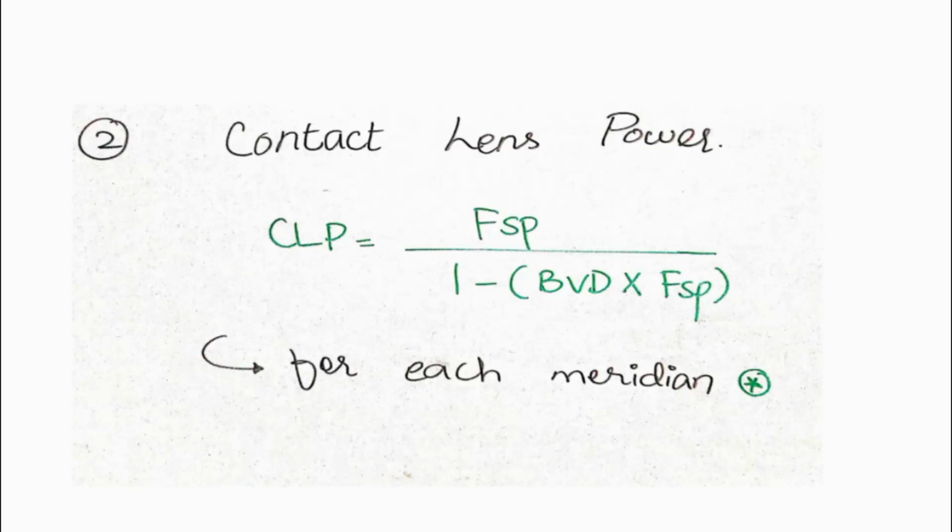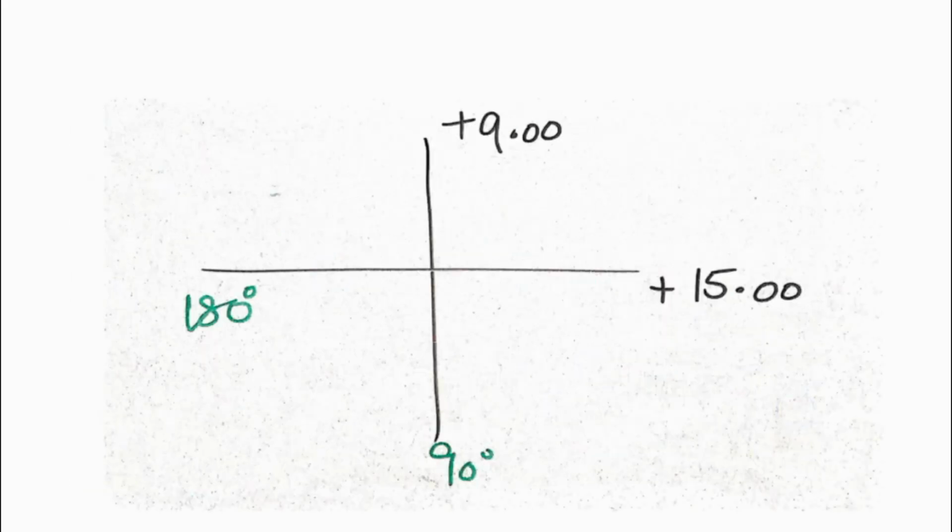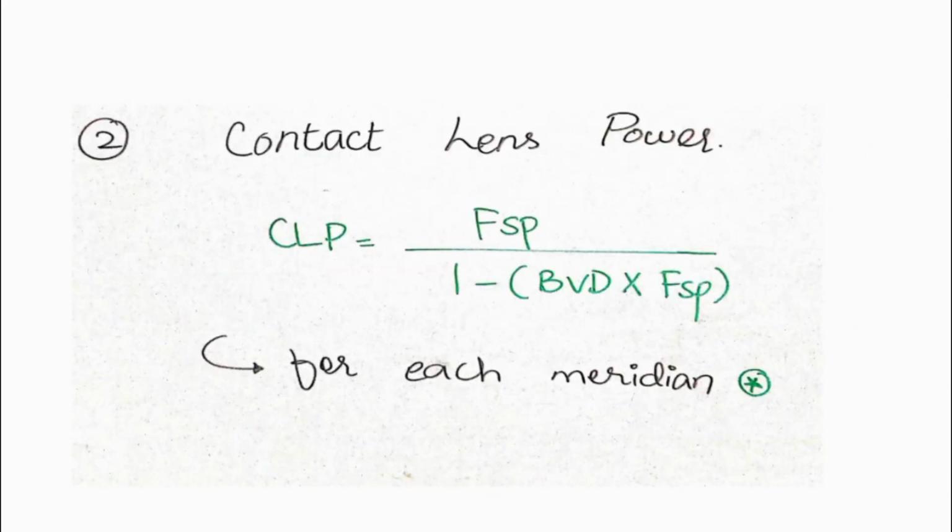In the second step, you have to find the power of the contact lens with the formula which we have discussed in the spherical spectacle prescription conversion. The same formula you are going to use here, but the difference is that you have to find the contact lens power for each meridian. So we are going to find the contact lens power for +9, and we are going to find the contact lens power for +15 at 180 degree, and for 90 degree we are going to find separately, right?